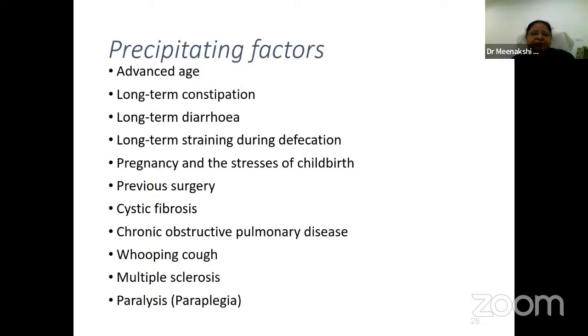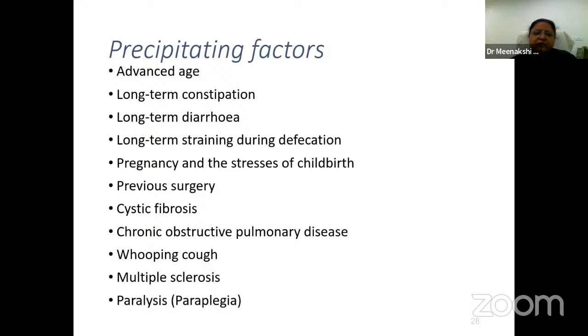Now, what are the precipitating factors? So when we take the history of the patient, we should always ask what can be the precipitating factors in that case, because unless and until we treat those factors, which can be treatable, before going for a definitive management, we must understand these precipitating factors for this rectal prolapse. Now, advanced age is one of the factors, which we cannot modify. Then long-term constipation, long-term diarrhea, that we have to treat before directly going ahead with the definitive surgery.